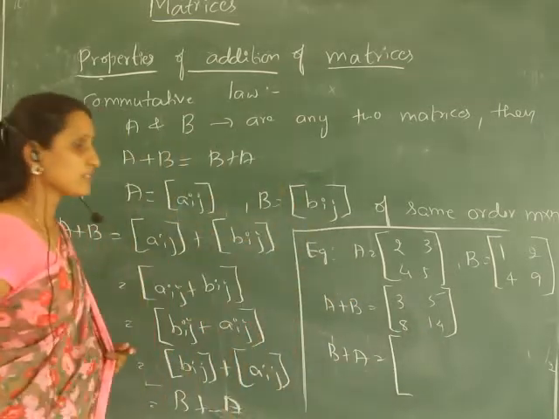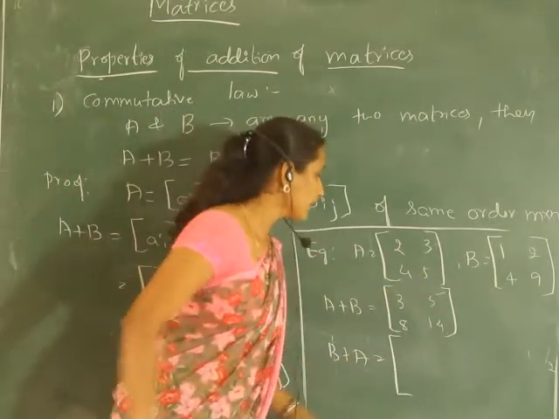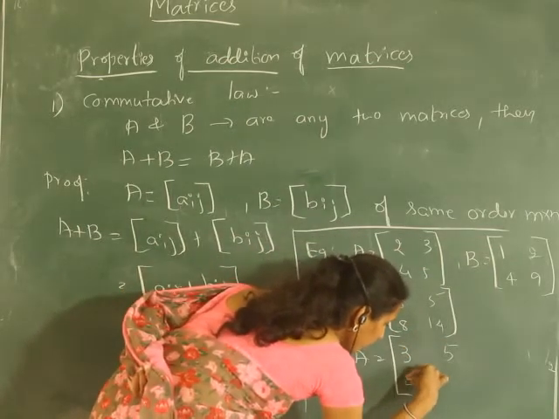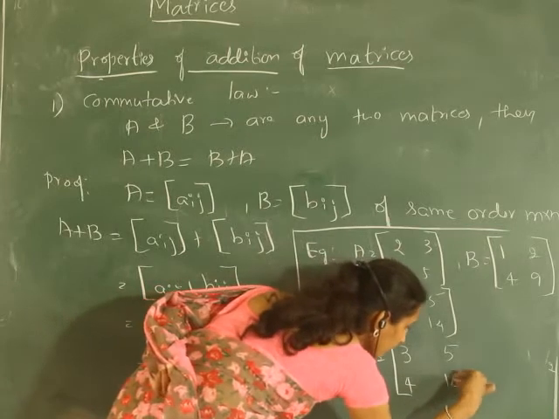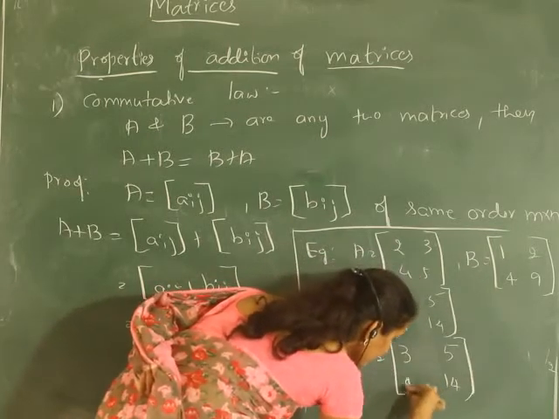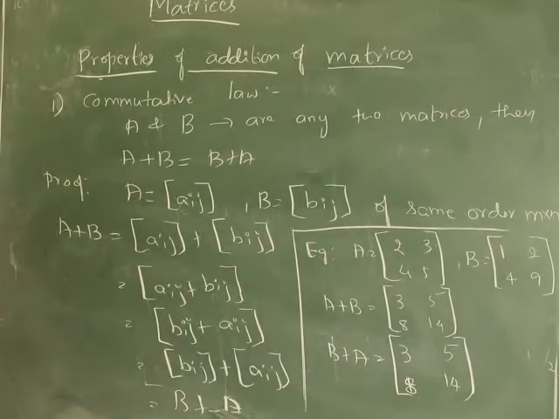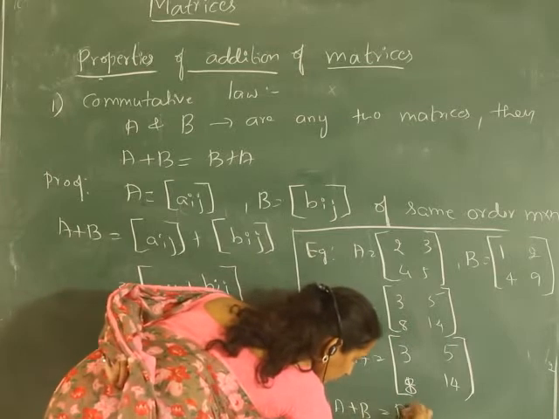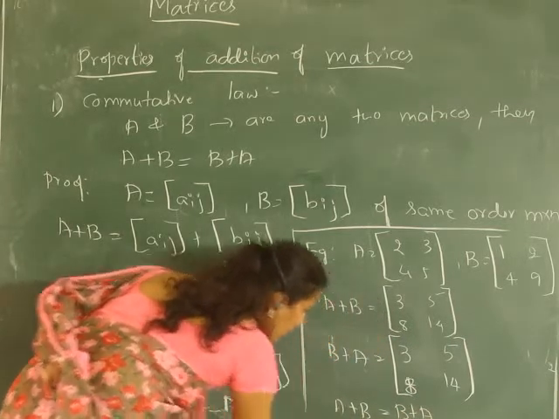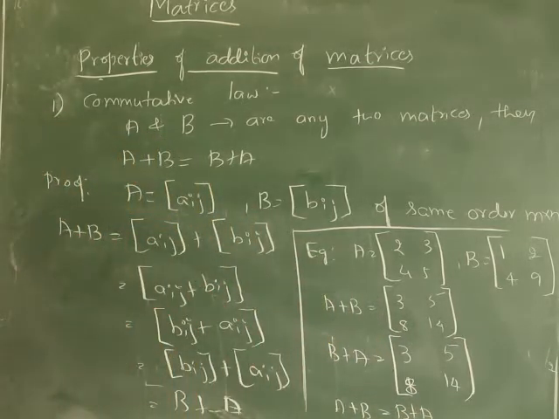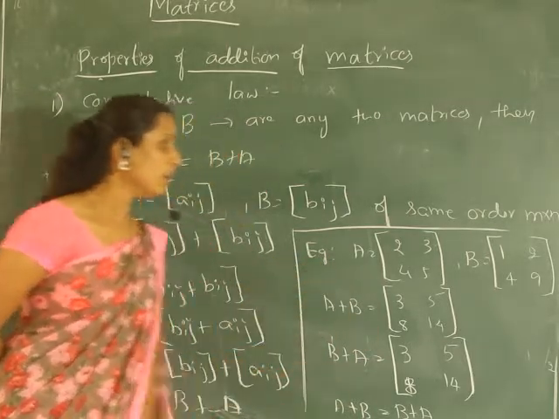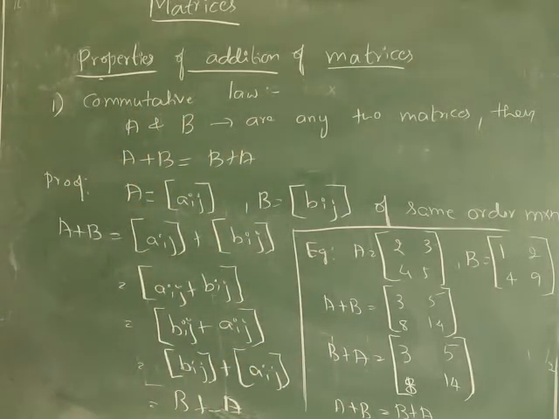Then B plus A means we have to start from B: 1 plus 2 is 3, 2 plus 3 is 5, 4 plus 4 is 8, 9 plus 5 is 14. So we got A plus B is equal to B plus A. So matrix addition is commutative. We have proved it, and also taken an example.